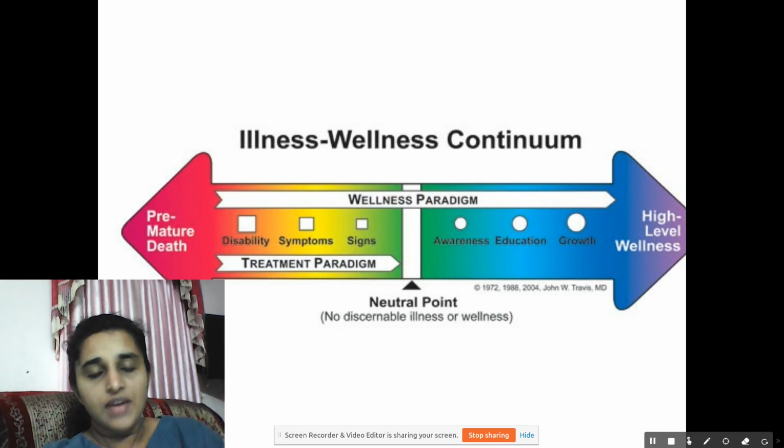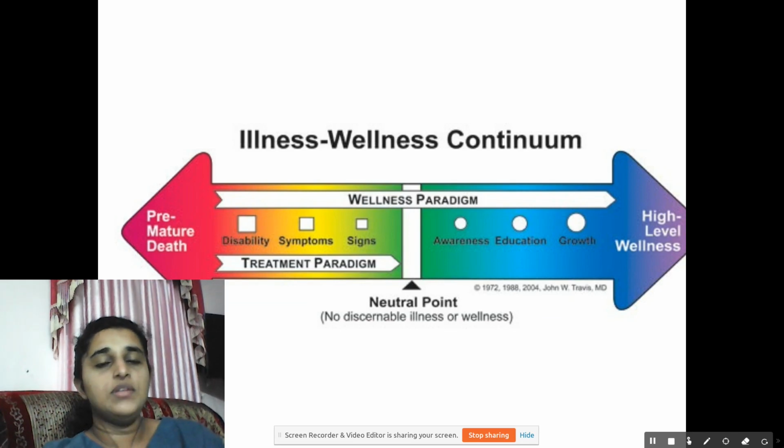But that is the wellness paradigm. It crosses the neutral point and moves towards high level wellness. That is, in the wellness approach, we are managing a hypertensive patient with antihypertensive medication, and the person is coming to a normal level. But apart from that, we are moving further. With the help of awareness, education, and growth, the person is achieving a high level of wellness. That is, the person is doing certain exercises, following strict dietary approaches, and because of all these measures, the person is achieving high level wellness. That is the wellness paradigm.